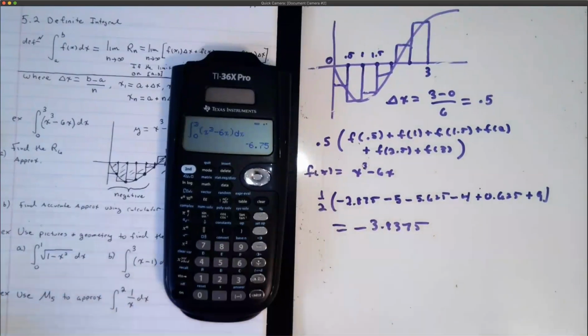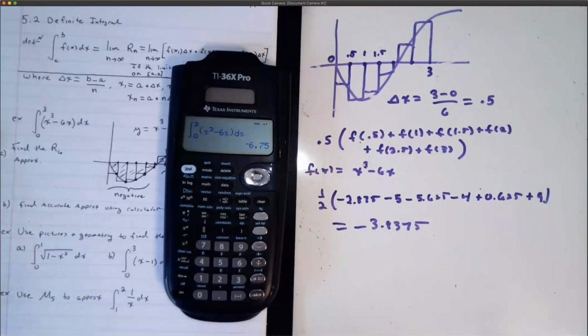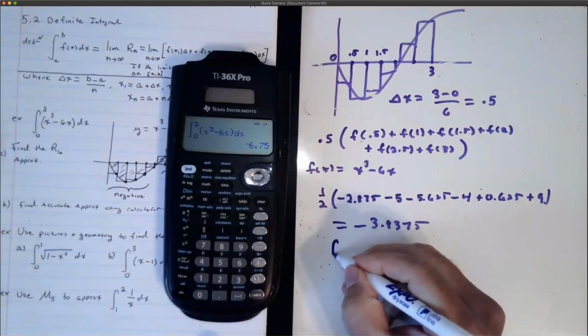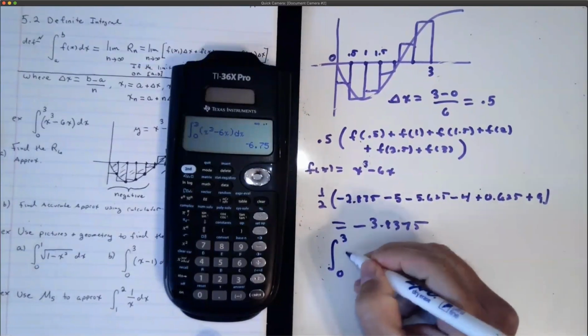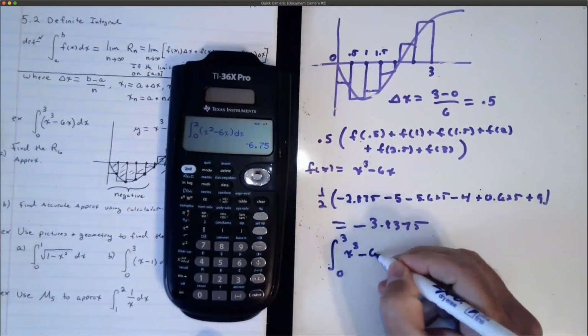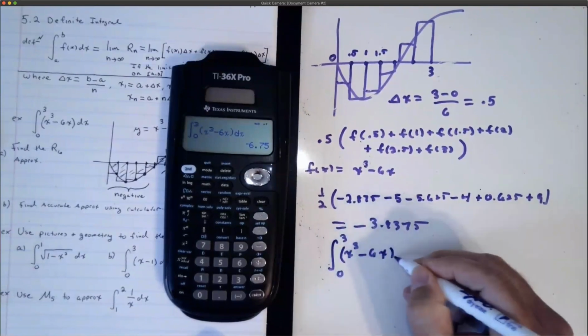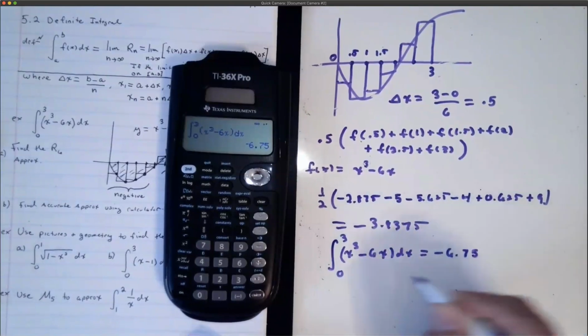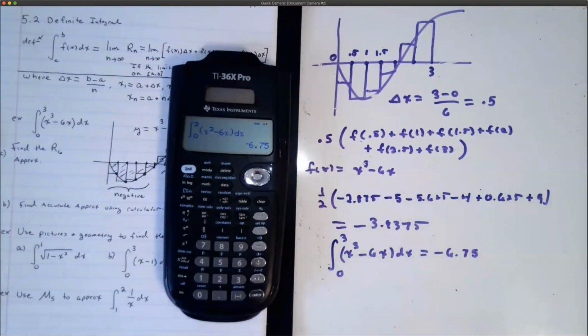It's calculating, and the actual answer is negative 6.75. So as you can see, our approximation is not very accurate. So the true answer, the integral from 0 to 3 of x cubed minus 6x, is negative 6.75. Now we will learn how to do this exactly pretty soon.